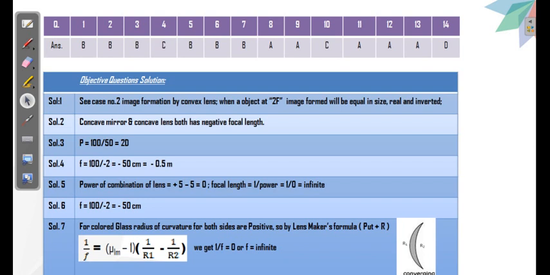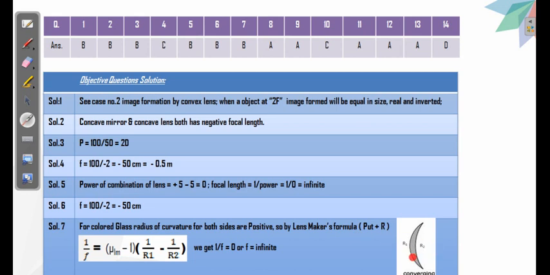So it is the Lensmaker's formula: 1 upon f is equal to (mu lm minus 1) times (1 upon r1 minus 1 upon r2). Mu lm means refractive index of lens with respect to medium. r1 and r2 are the radii of curvature for these spherical surfaces. Now you can see that for a colored goggle the radius of curvature is the same. So we will put the value of r1 is equal to r and the value of r2 is also r.